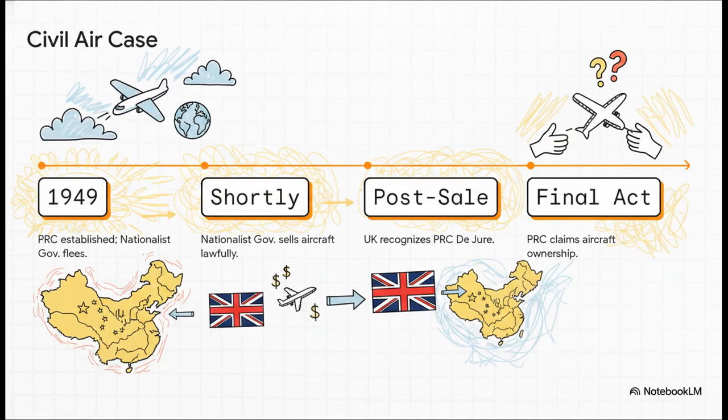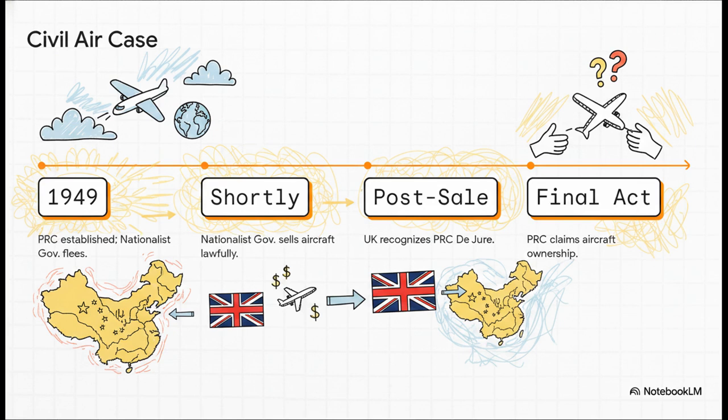Now, our final case introduces a really brilliant nuance. Civil Air Transport, Inc., v. Central Air Transport Corporation. Picture this timeline carefully. In 1949, the People's Republic of China, the PRC, is established, and the nationalist government flees to Taiwan. Shortly after fleeing, but crucially while still recognized as the de jure government by the UK, the nationalist government lawfully sells its state-owned aircraft located in Hong Kong to an American company.